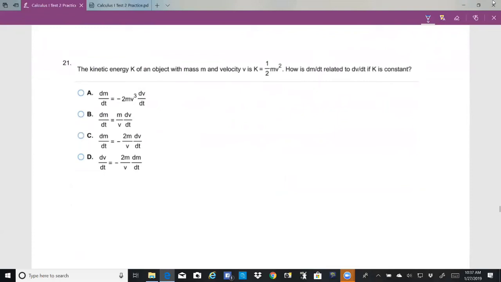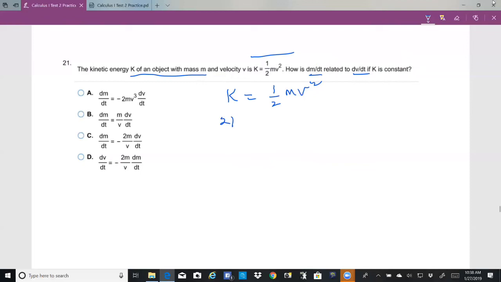We're given the kinetic energy K of an object with mass m and velocity v is given by this equation. How is dm/dt related to dv/dt if K is a constant? I'm going to write down K equals 1/2 mv squared. To get the relationship, we're going to take the derivative with respect to t of both sides. But I'm going to first multiply both sides by 2.